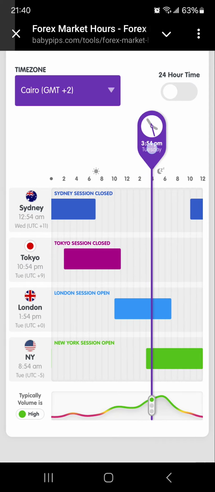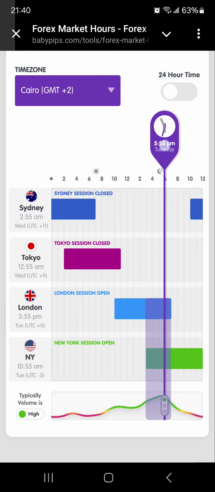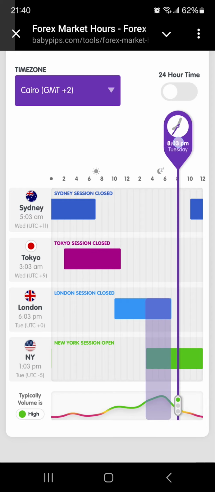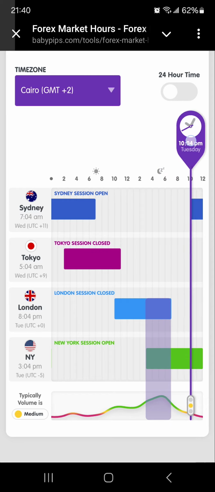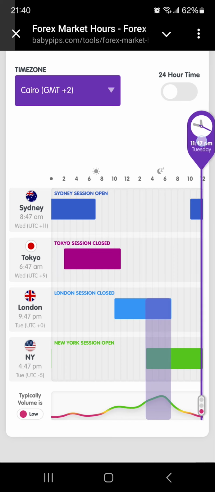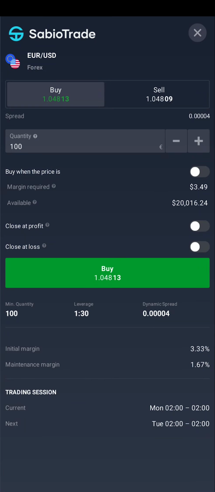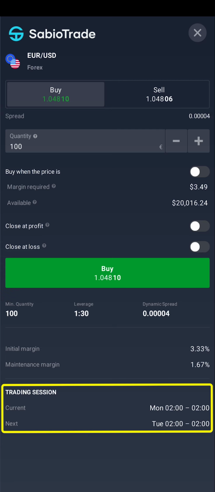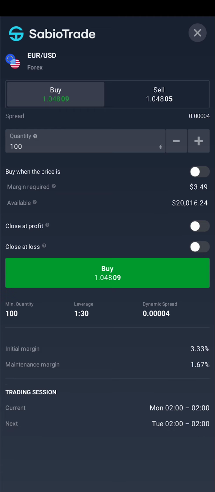The highest trading activity occurs during the overlap of the European and American sessions when spreads are typically tighter and average volatility is higher. In the mobile version of our trading platform, you can view the schedule for the current and upcoming sessions. A full trading schedule is available in the desktop version, which we'll review in Video 9.